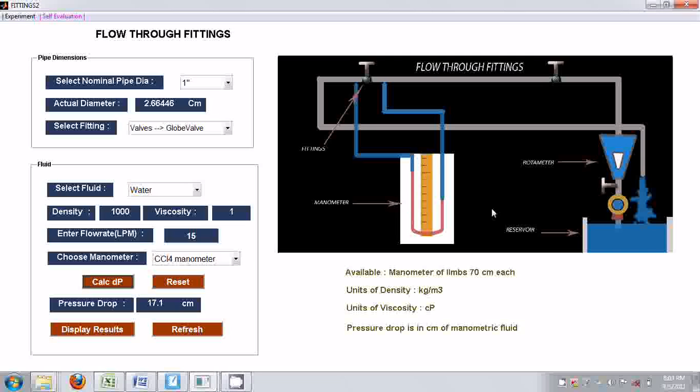And to set another flow rate, open the valve more, increase the flow rate. For that, reset and enter another value, 20 LPM. Calculate dP. This gives 28.26 centimeters pressure drop. And do the experiment for 4 to 5 readings. Some 25 LPM and 30 LPM.